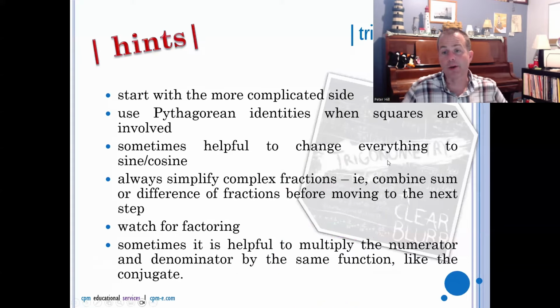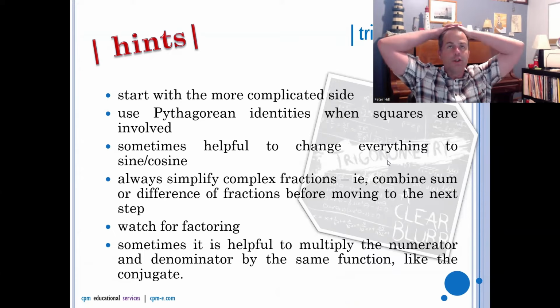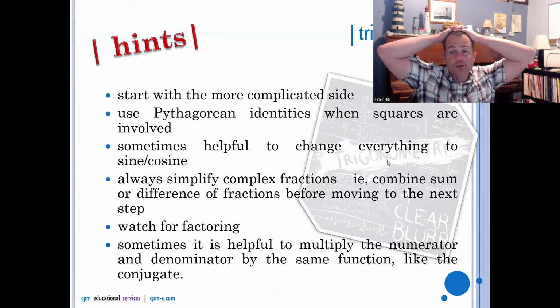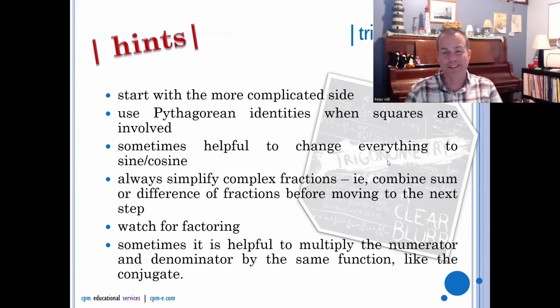Some hints. Now, I want to say right off the bat, when I say hints, that's all they are. They're hints. I'm not saying you do this all the time. You essentially, with any proof, you just do something that you can see. And then as you just keep doing things you can see, you hope, and usually it will, that it works itself out. Usually you want to start with the more complicated side.